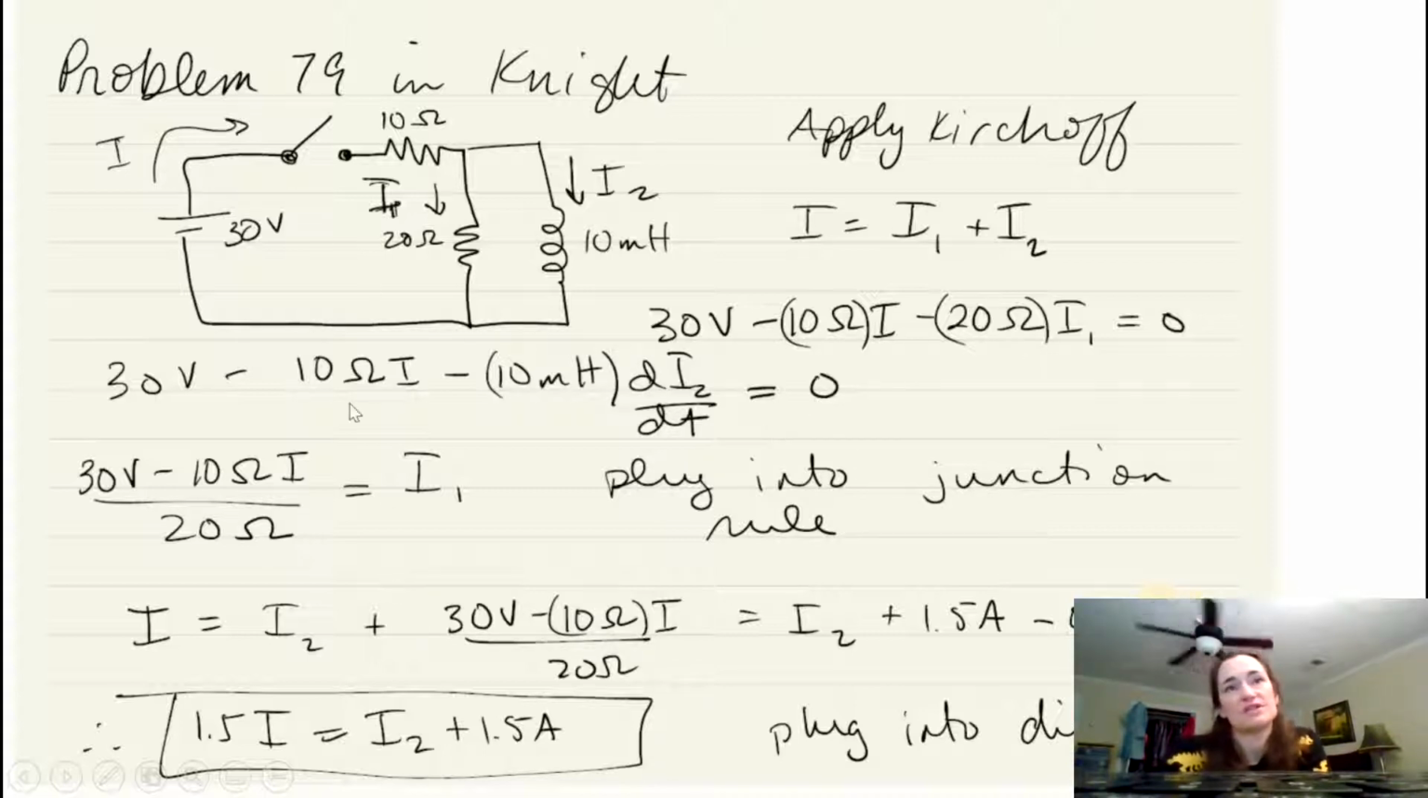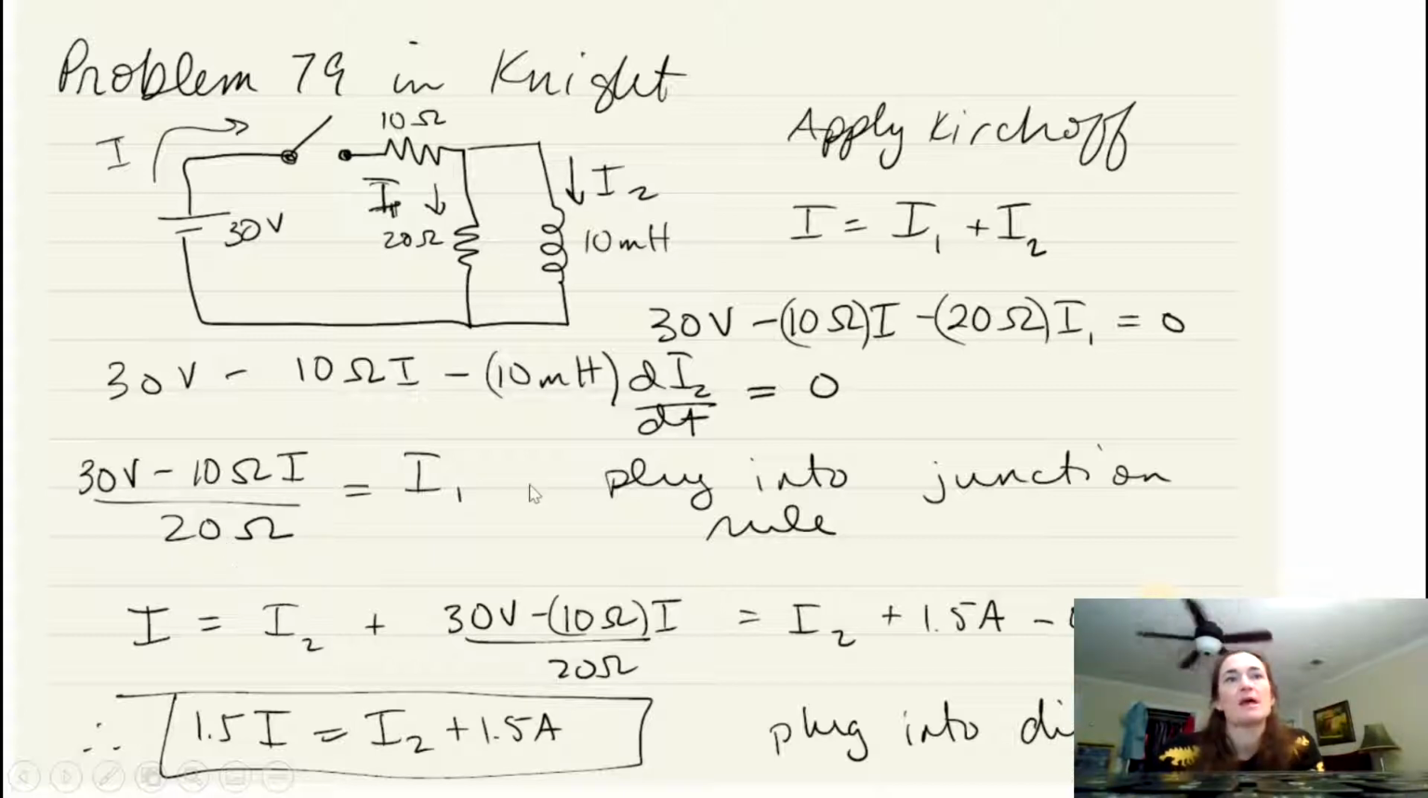Now, the next step that I always do is, I usually label my main current as I, and the split-offs as numbered currents. What I usually do, and this is entirely up to you, is solve for my numbered currents in terms of my main current, and then plug that back into my junction rule. So I've solved for I1, the current through the 20 ohm resistor, using my loop rule equation that contains I1. So I1 is equal to 30 volts minus 10 ohms times I, divided by 20 ohms. Pretty simple algebra.